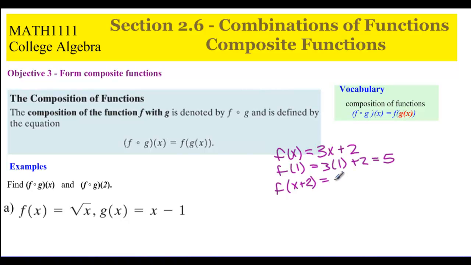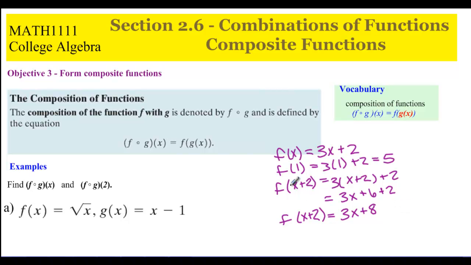And that would end up giving us, plugging in this x plus 2 into the x, this would be like 3 times what we plugged in plus 2. So 3x plus 2, 3 times what we plugged in plus 2, and then we would distribute, and we would get 3x plus 6 plus 2, and then finally 3x plus 8. So we would say that f of x plus 2 equals 3x plus 8.